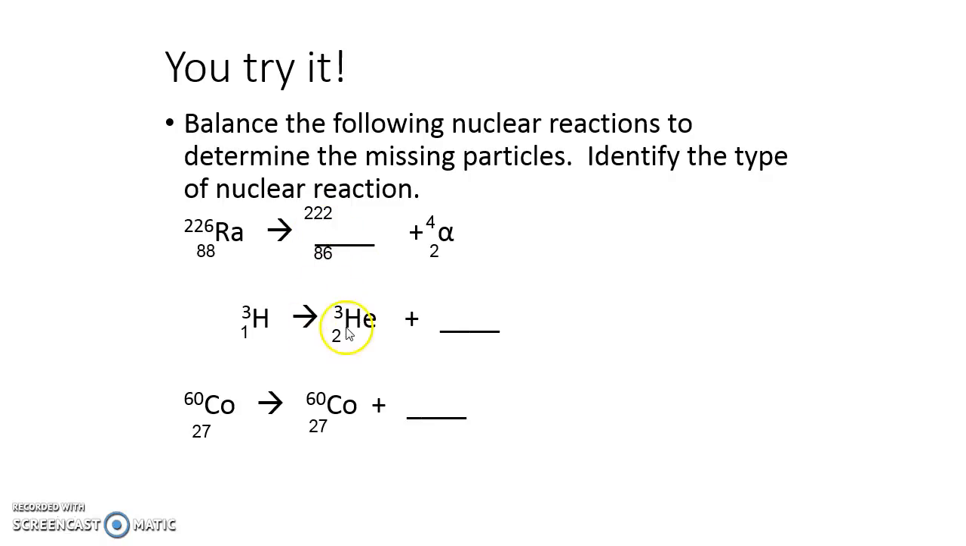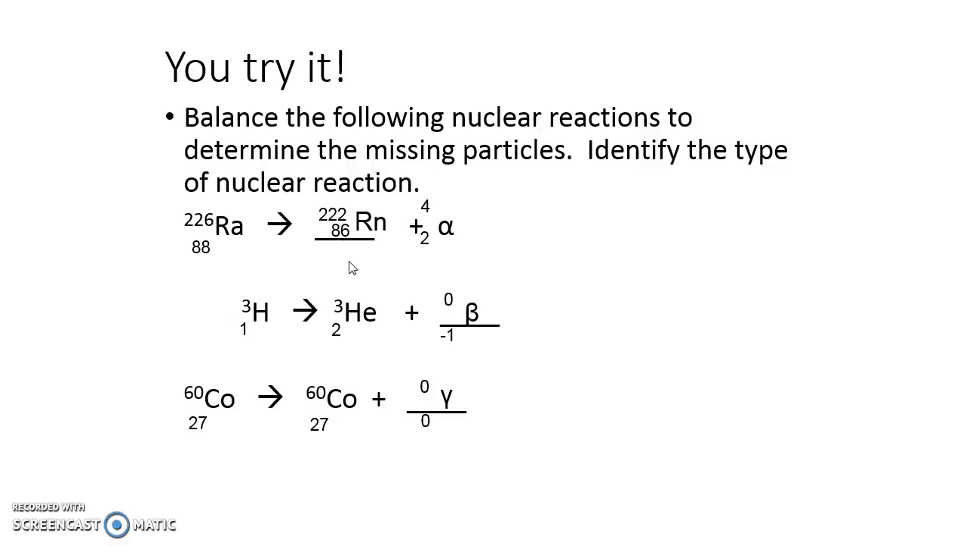Now we can take this 86 and go to the periodic table and look it up and see that it is radon. If I go here, that must be a 0. 1 is equal to 2 minus 1, so it's a beta particle. Cobalt is unchanged except for the energy, so what do we get? A gamma particle.